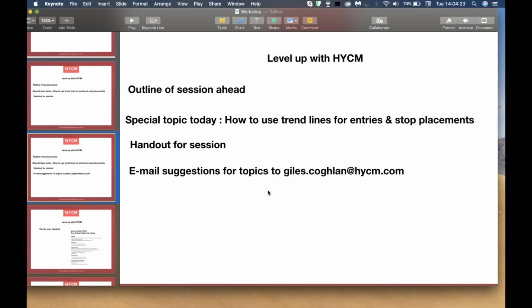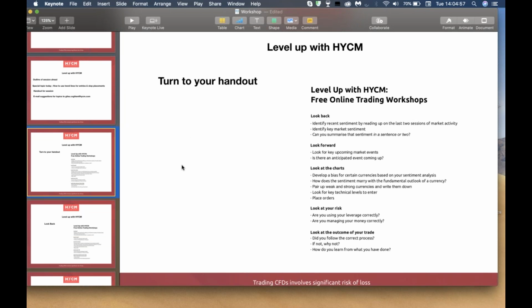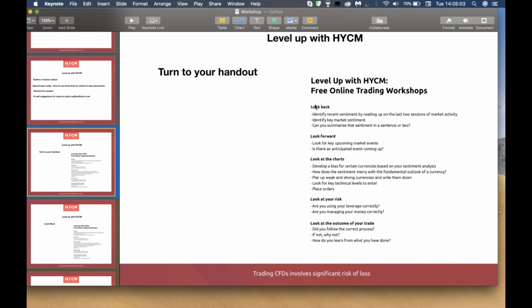The handout for the session I've already pointed out, and if you've got any suggestions for future topics, just email me at giles.coughlin@hycm.com. When I say future topics, I mean these special topics. We've done a whole range of special topics over quite a few months, so if there's a special topic that you would like covered, just email me. Maybe it's option levels, expiry levels in the markets. Maybe it's risk currencies. Maybe it's bond yields. Whatever it is, just email me and we can look at it as a special topic at one of our sessions. So without further ado, look at your handout, and we'll be starting by looking back.